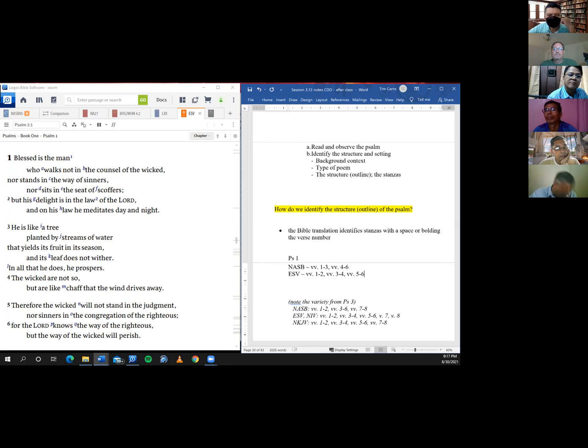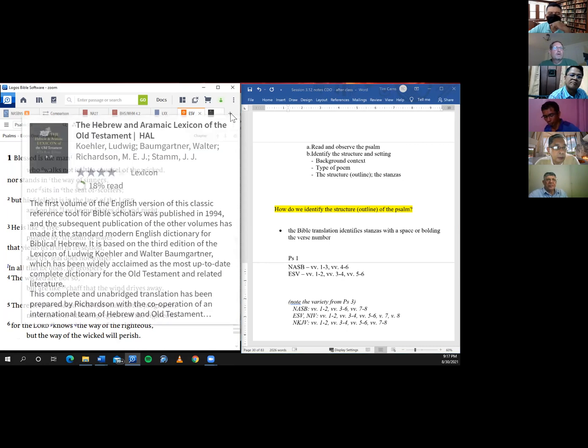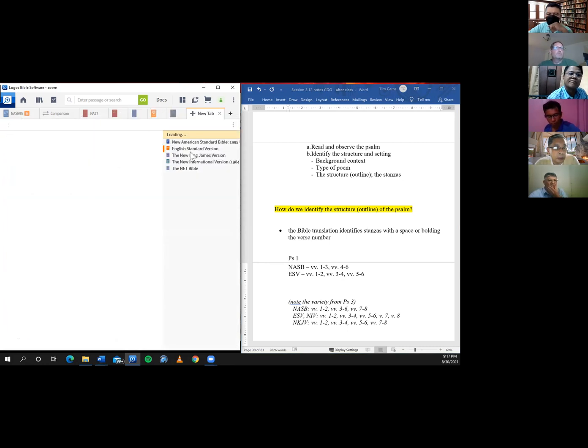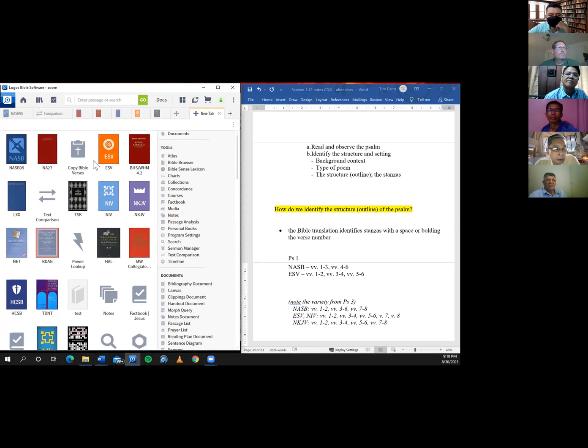Good. Okay. So the ESV shows it by space, and that's typically what most translations will do, is they'll show it by space. So for example, it's running a little slow here. The New King James, if I can get that to come up here.